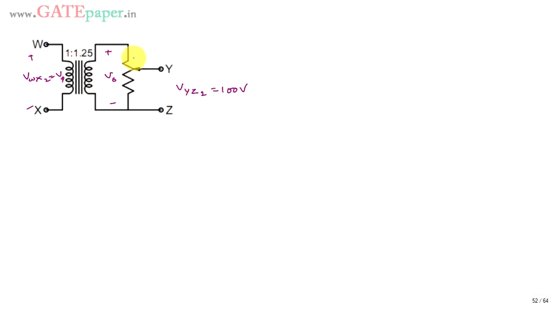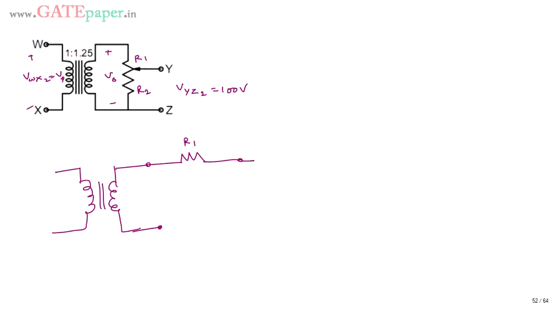We can think of the attenuator as having resistance R1 above and resistance R2 below. So the same circuit can be drawn like this. This is the ideal transformer, and I am drawing the attenuator this way. This is R1 and one more resistor is R2. The voltage across R2 is VYZ2, which is given as 100 volts. Now if you apply voltage across this, plus minus, then current flows in this direction, into the circuit in this way.